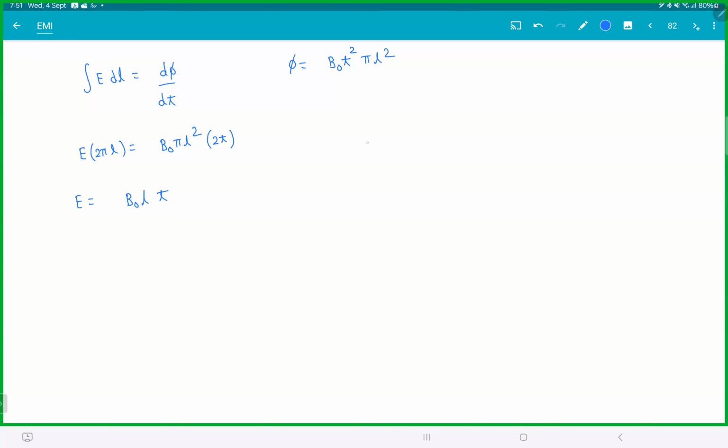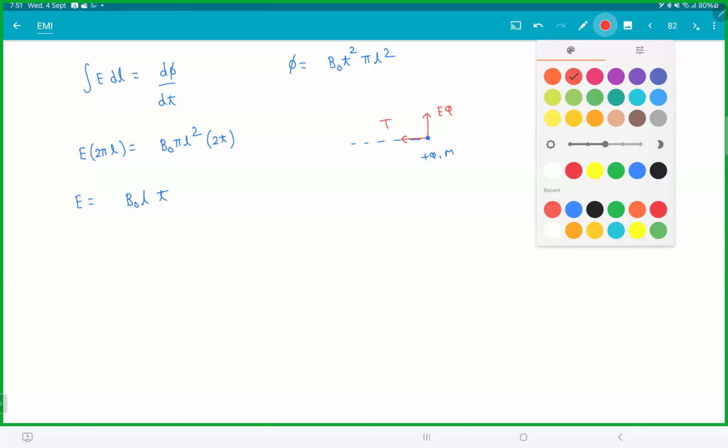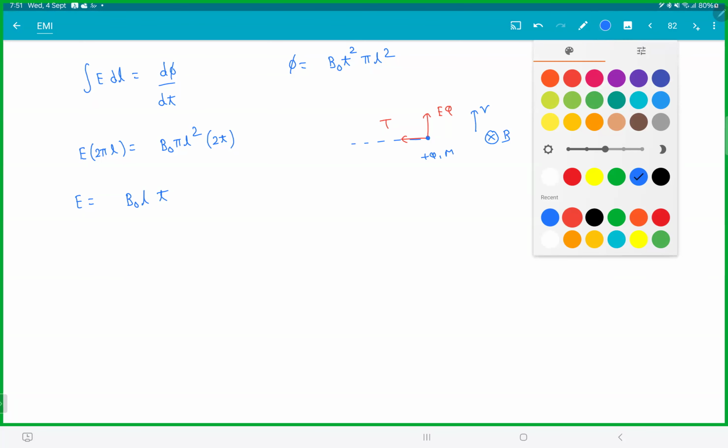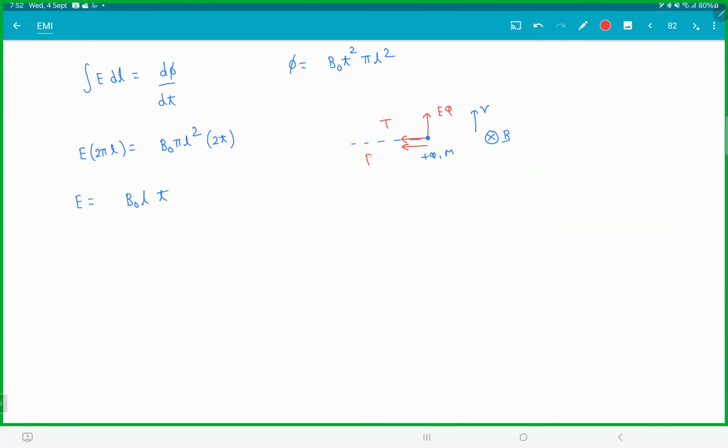Now on this particle, if you look at the forces, plus Q and mass M, this will have an electric force, EQ. This will have tension. After some time, you will gain some velocity also. And don't forget, there's a magnetic field now. So that also will give you Q V cross B. So there is also a magnetic force.